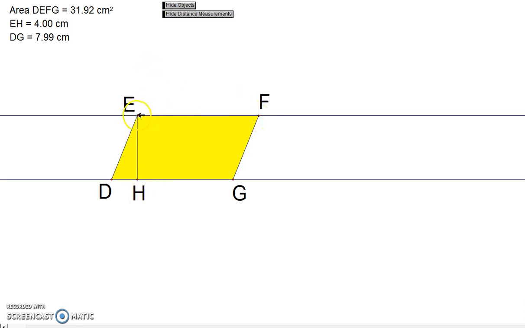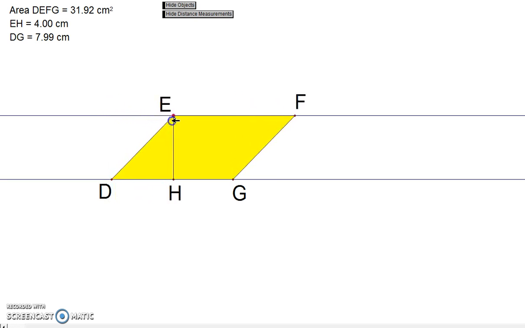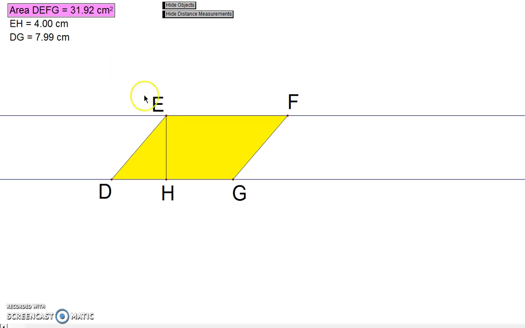Notice that the height is the same as in the rectangle. None of these measurements are changing as I go from a rectangle to a parallelogram. The basic measurement of DG, the base, is the same. The height still stays 4, and our area is also exactly the same. So that's just a little bit of a visual aid for why we can still use the same formula there.